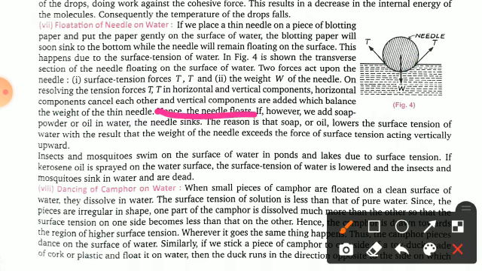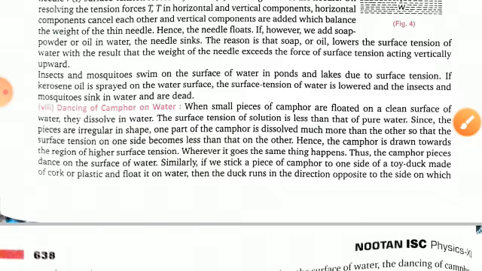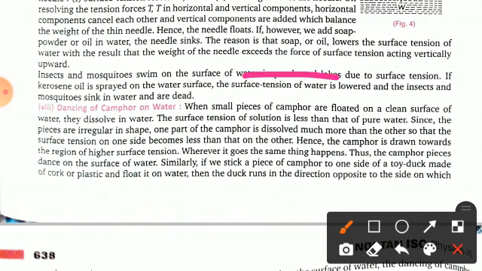If however we add soap powder or oil to the water, the needle sinks. The reason is that the soap or oil lowers the surface tension of water, with the result that the weight of the needle exceeds the force of surface tension acting vertically upward. Clear? You can see here, insects and mosquitoes swim on the surface of water in ponds and lakes due to the surface tension. If kerosene oil is spread on the water surface, the surface tension of water is lowered and the insects and mosquitoes sink in water and die.